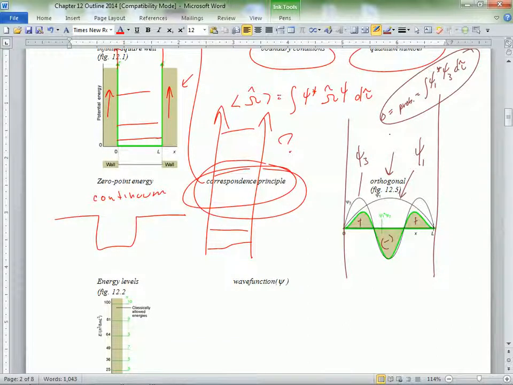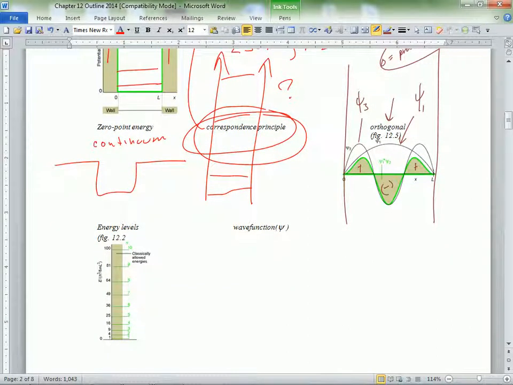You have a question? See, here's that correspondence principle again. You see that? See how the energy level spacings are getting bigger and bigger and bigger? And then as you get really high n's, classically allowed energies, that means continuum states. You can throw a baseball whatever speed you want.